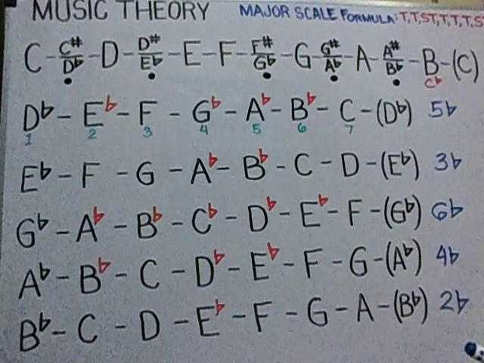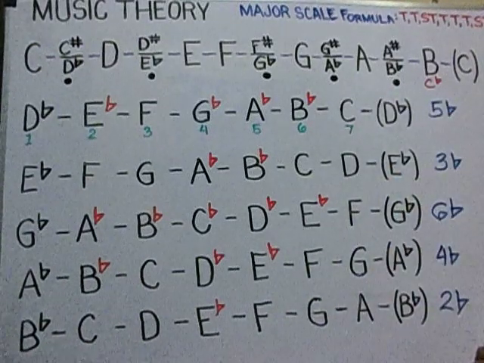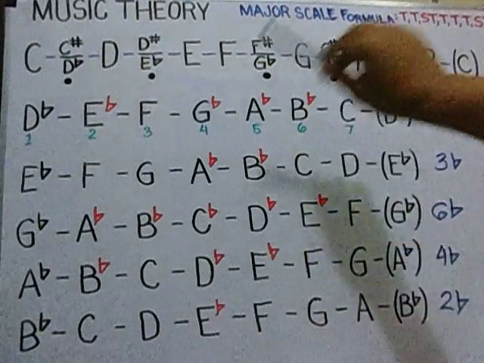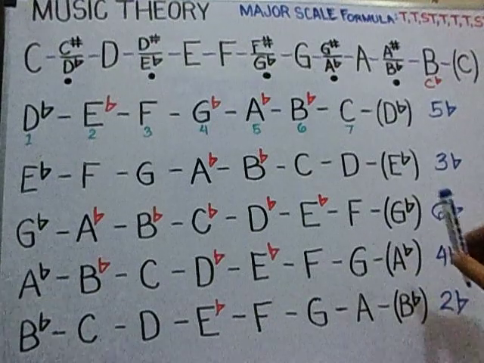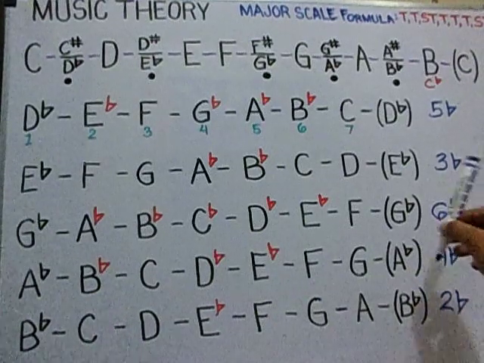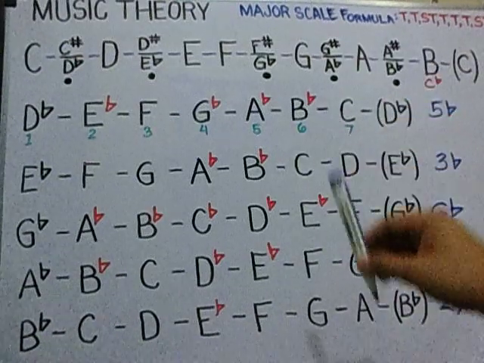So for now, this is just the end of our constructing the major scale of all the notes, the white notes, the 7 natural notes, as well as the 5 notes on the 5 black keys on the keyboard.